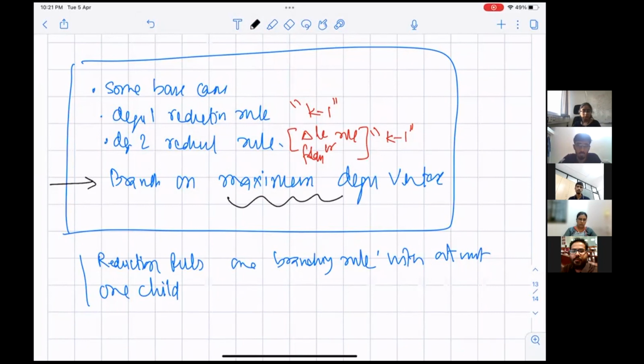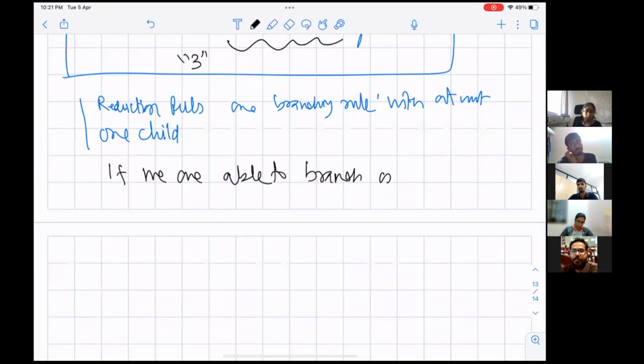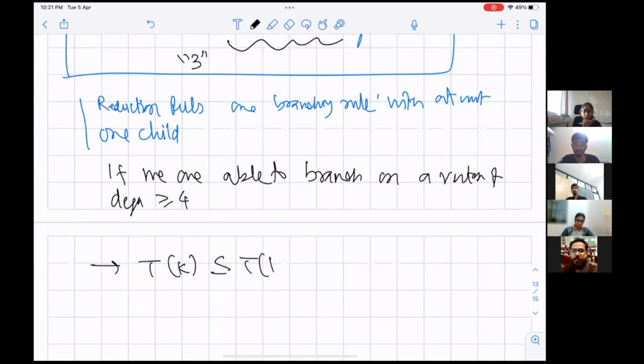They are definitely going to branch on a vertex of degree at least how much? 3. Exactly. Excellent. So all of you said that if we are able to branch on a vertex of degree greater or equal to 4, then that's great, because this leads to the recurrence T(k-1) plus T(k-4). So let's not worry about it.